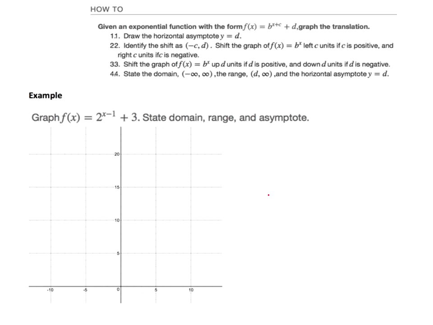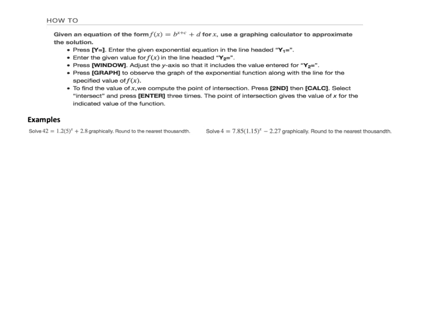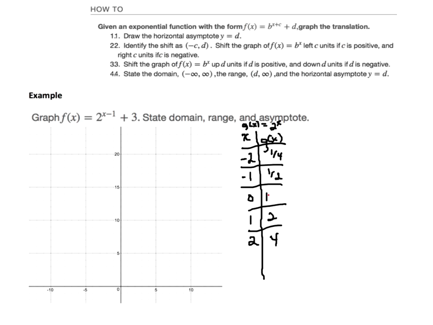So we're going to start with our parent function. We'll call this g of x equals 2 to the x power, which we're already very familiar with. This particular table: -2, 1/4, -1, 1/2, 0, 1, 1, 2, and 2, 4. Okay, so let's go ahead and place some things on the graph.